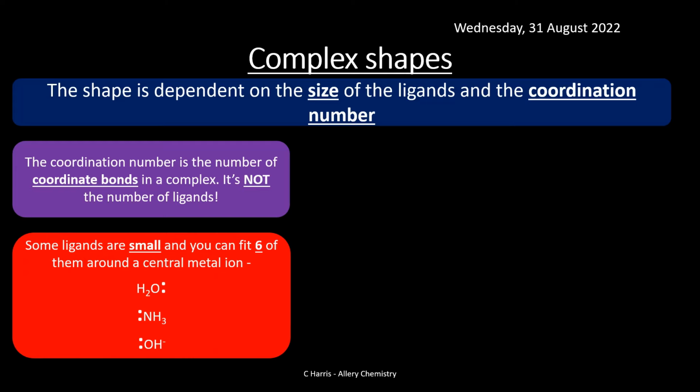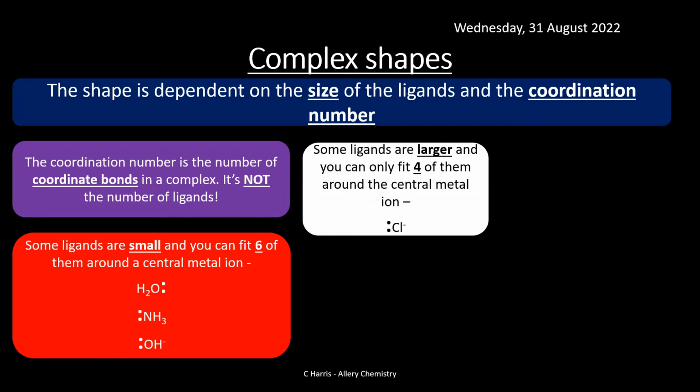So some ligands are small, and you can fit 6 of them around a central metal ion. So you've got water, you've got ammonia, and you've got hydroxide ion. I imagine this a bit like pigs around a trough. So the trough is like the metal ion. It's in a fixed position and it has a certain size. And if you've got little pigs, you can fit loads of little pigs around that trough and they can all get to the food quite easily. But if you've got much larger pigs, so this could be like Cl- ions, for example, they're a bit fatter, you can't fit as many of these pigs around the trough.